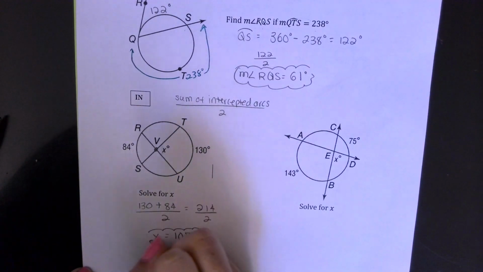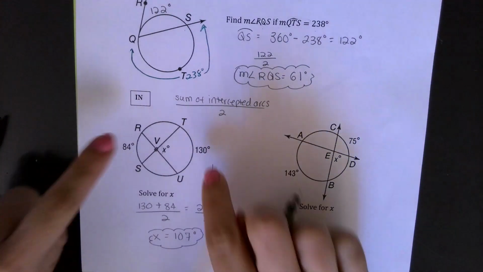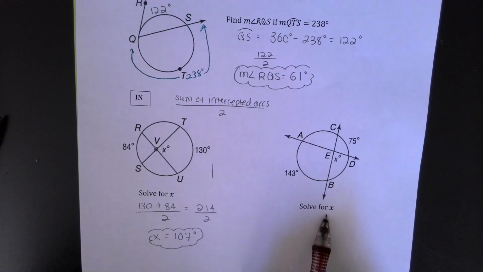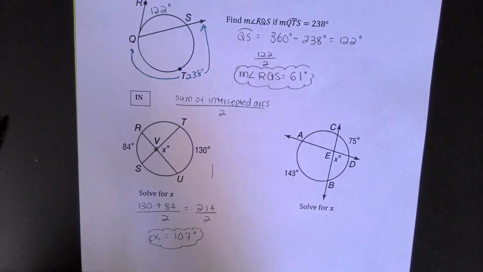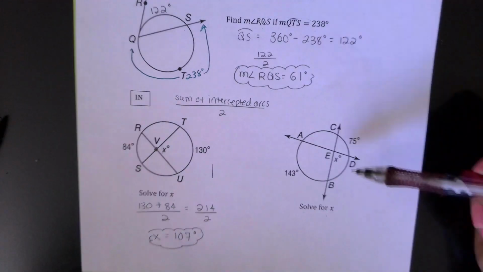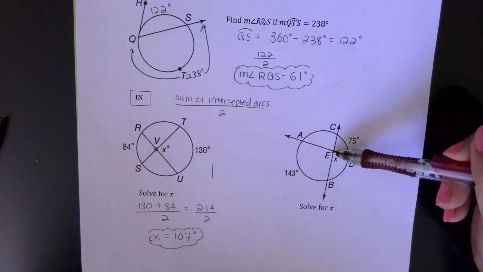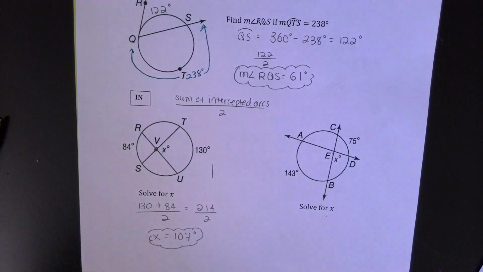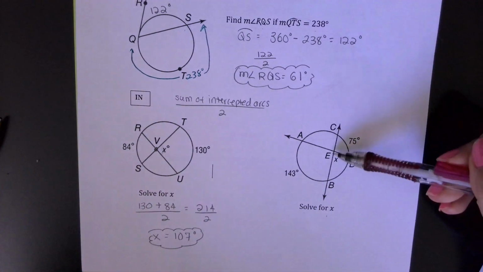Okay, that's when you just have the intercepted arcs: add them, divide by 2. Now, let's look at the next question, solve for x. So again, whenever you're solving for angles in circles, identify the vertex. This is my vertex. So I need to find my intercepted arcs and add them. So this is the angle I'm looking for.